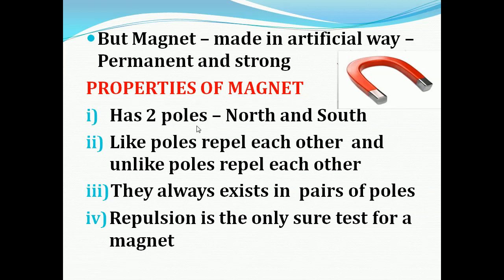So what are the properties? It has two poles, north and south pole. Like poles repel each other, unlike poles attract each other. Sorry, I have written here repel, attract each other. And they always exist in pairs of poles, and the repulsion property will confirm the magnetic property of any substance.